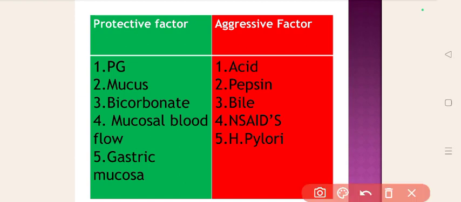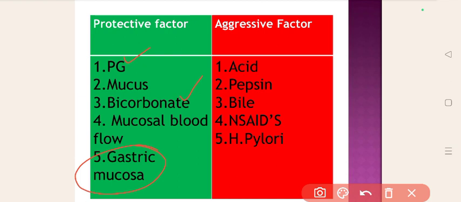Protective factors in the green will protect your GI mucosa, like prostaglandin. It will protect the mucosa. Then mucus and bicarbonate, which is secreted by the mucus-like cells. Mucosal blood flow: the more the mucosal blood flow, it will protect your GI mucosa. It will strengthen your GI mucosa. Then the gastric mucosa itself will act like a protective factor. These are the protective ones.